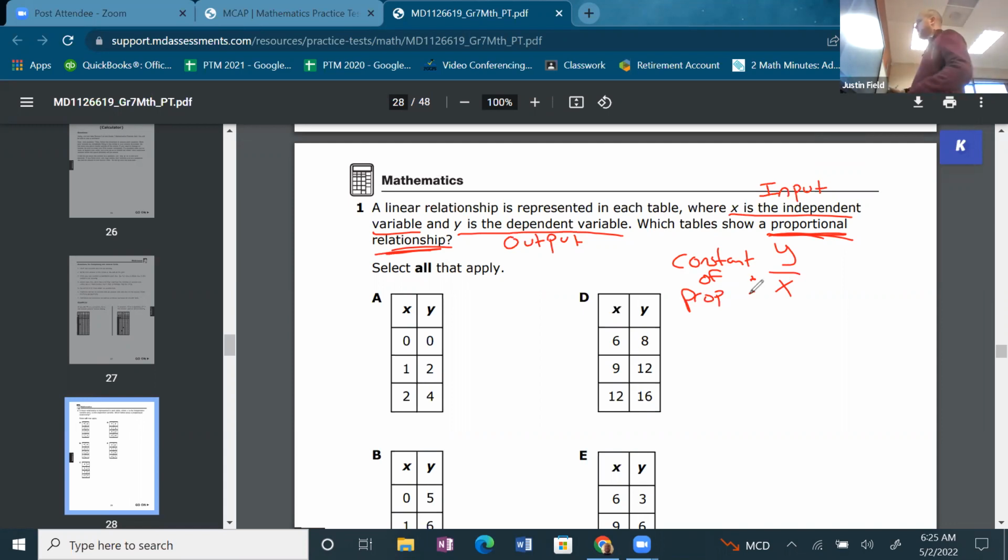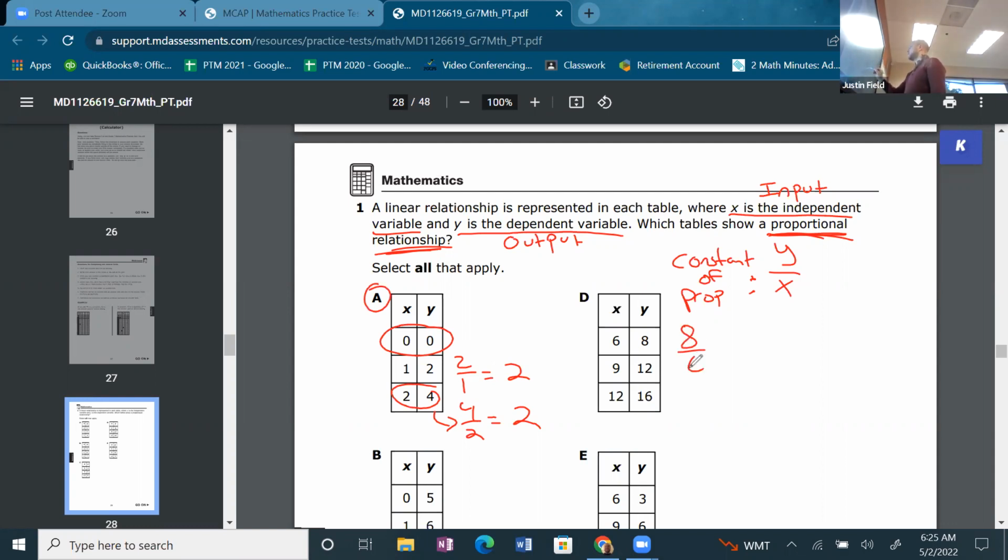All right, so the only point that can be different is 0, 0. All proportional graphs should go through 0, 0. Know that. But let's see about the other coordinates. So 2 over 1 is 2. 4 over 2. Also, if you divide, you get 2. So A is a proportional relationship.